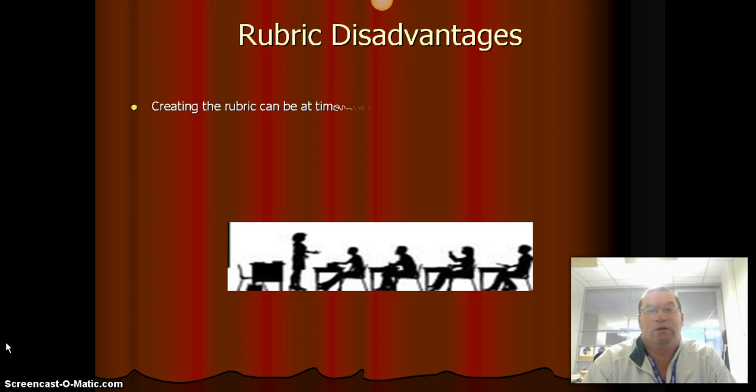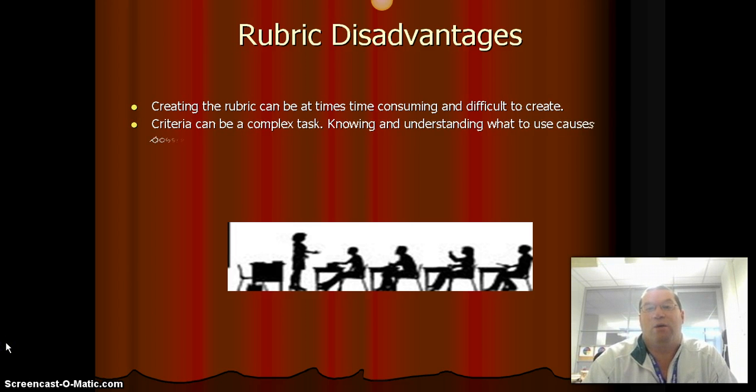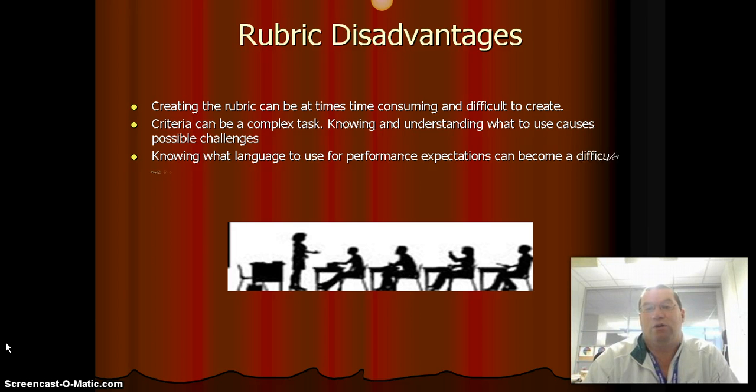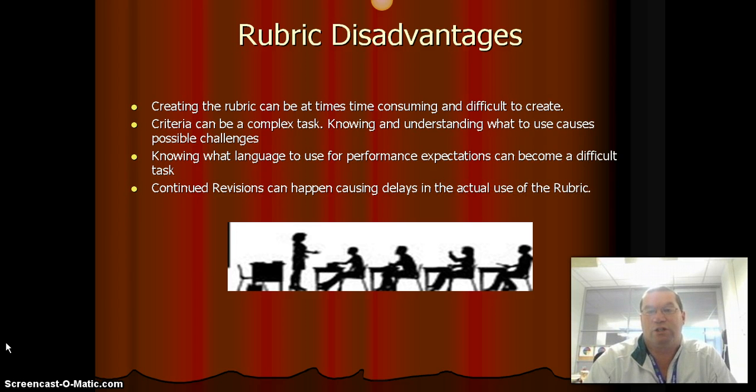Disadvantages? Well, creating a rubric can be at times time-consuming and difficult to create. Criteria can be a complex task. Knowing and understanding what to use causes possible challenges. Knowing what language to use for performance expectations becomes very difficult. Revisions, continued revisions can happen, causing delays in the actual use of the rubric. And finally, it could lead to anxiety if there's too much criteria.